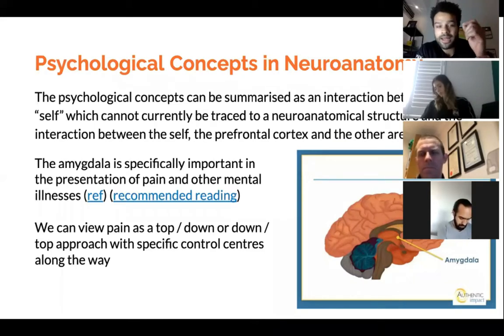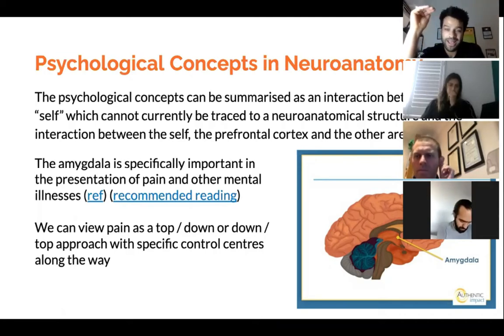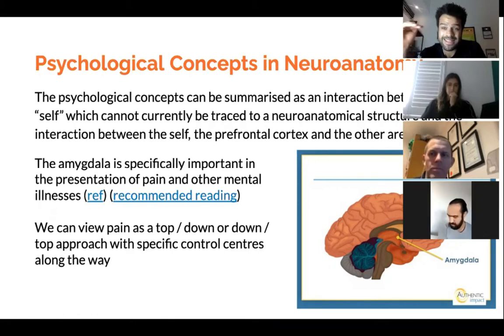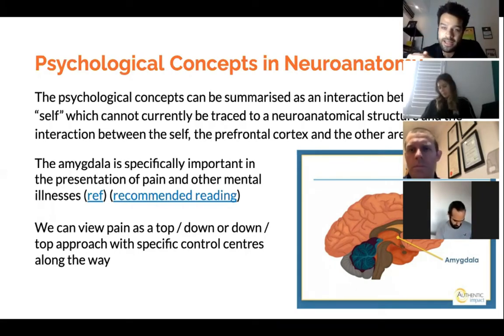Now, we can view pain as a top-down or a bottom-up approach with specific control centers along the way, i.e. we have the prefrontal cortex at the top. That's where logic and knowledge is. We've then got the somatosensory cortex, which is where our sensations are. And then we also have our amygdala, which is where our emotions are. And we've got the body underneath. And these feed back between each other to gain an accurate perception of the world around us.